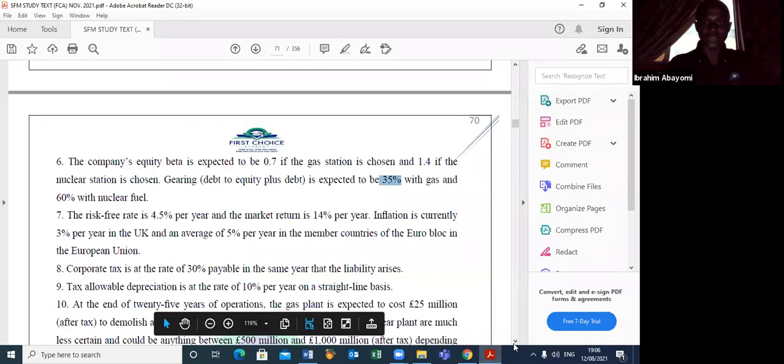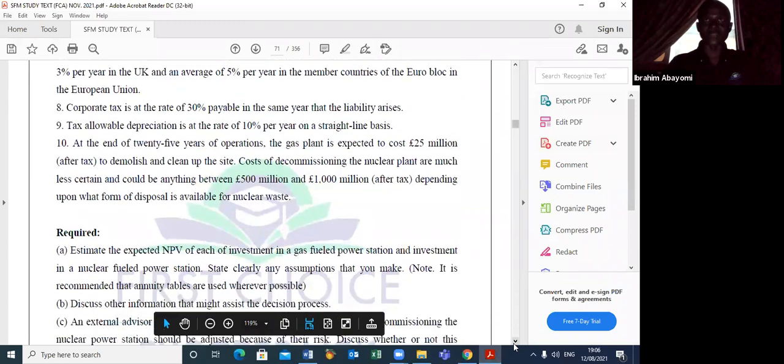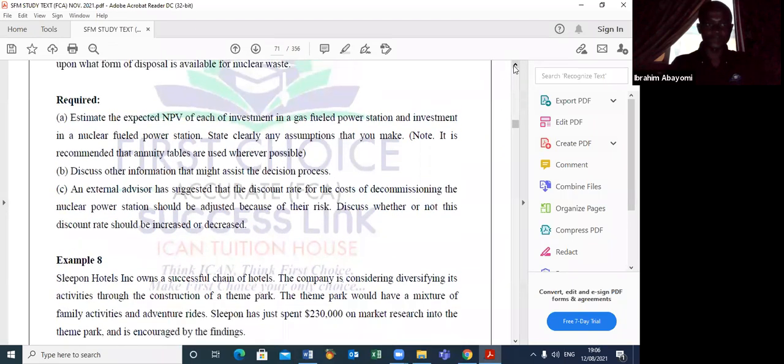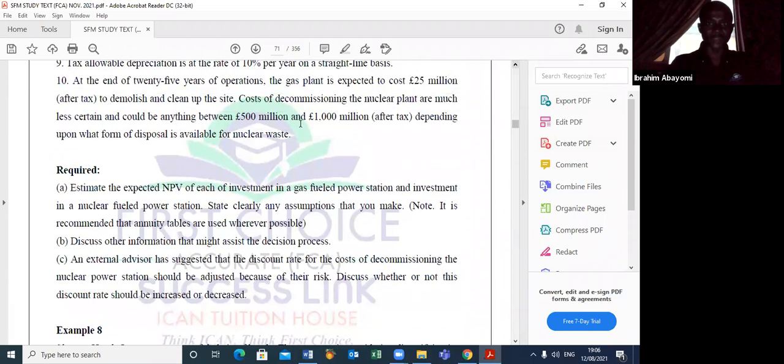Look at the commissioning cost that we're told is not certain. It could be either 500 or 1,000 million. How do you treat this? You know it's a decommissioning cost. So as an accountant, you need to be conservative.